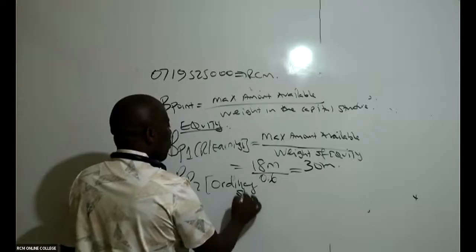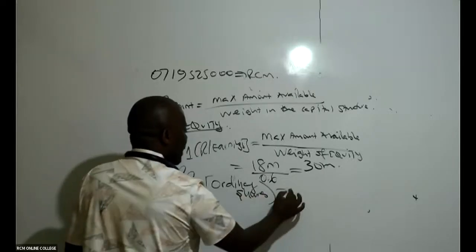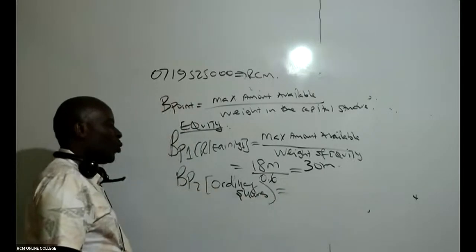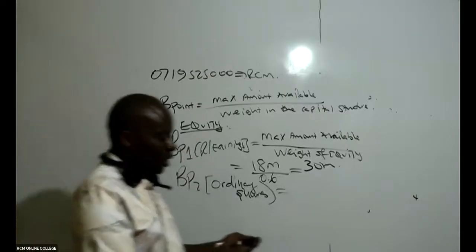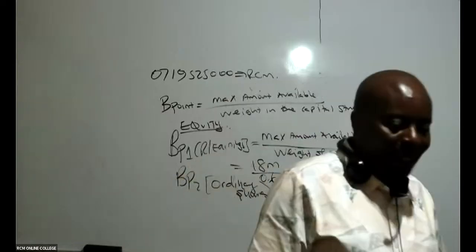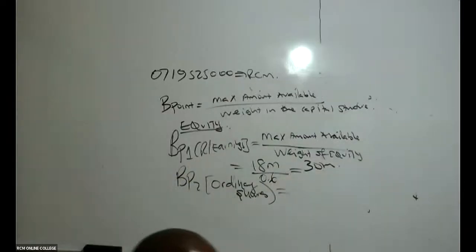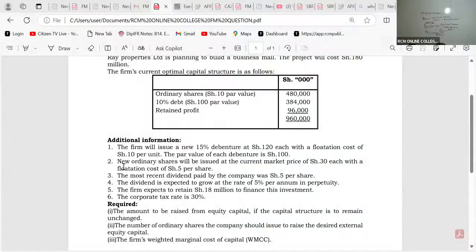Breakpoint 2 for ordinary shares. Under equity, we have retained earnings and ordinary shares. So we go to ordinary shares. What are they telling us under ordinary shares? They're only telling us new ordinary shares will be issued at the current market price of 30 each.